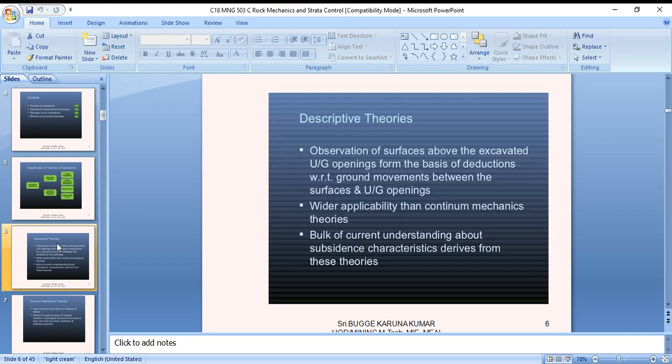Coming to the descriptive theories, observations of the surface above the excavated underground opening form the basis of deductions with respect to ground movement between the surface and the underground opening. They have wider applicability than continuum mechanics theory. The bulk of current understanding about subsidence characteristics is derived from these theories.